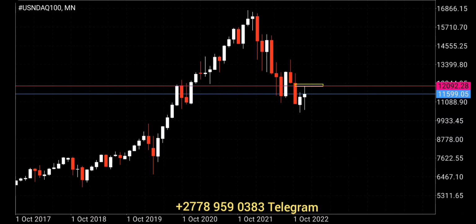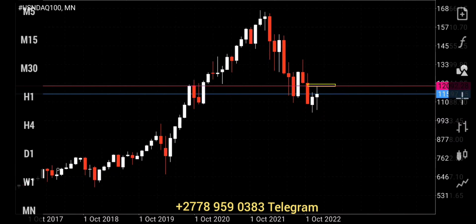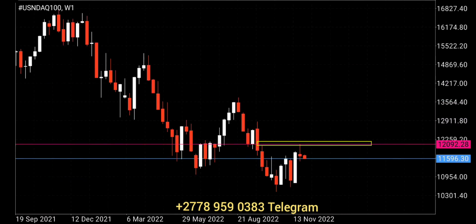So on this time frame, we can see that we are very much bearish. We still have a bearish trend line, and we are approaching a very nice area of resistance. That's where you can say we're expecting some drop. Now let's move to weekly.